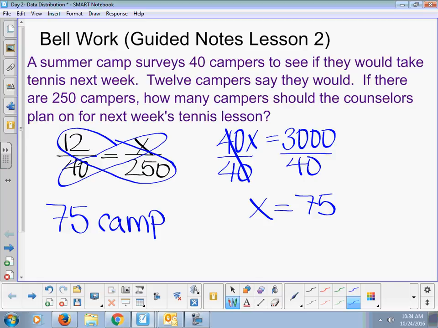Why can't you just divide 250 by 40, realize you get 6.25, and then multiply 12 times 6.25? You can do it that way. There's usually more than one way to come up with the answer. As long as you show your work to how you came up with yours, that's fine with me.